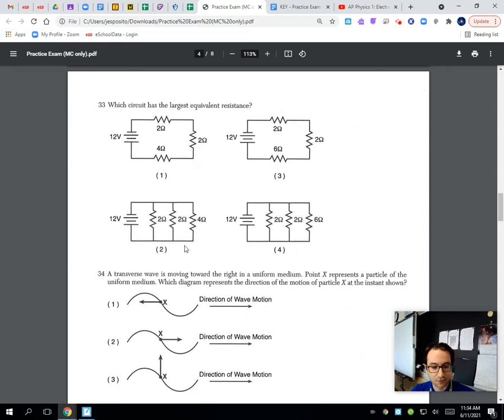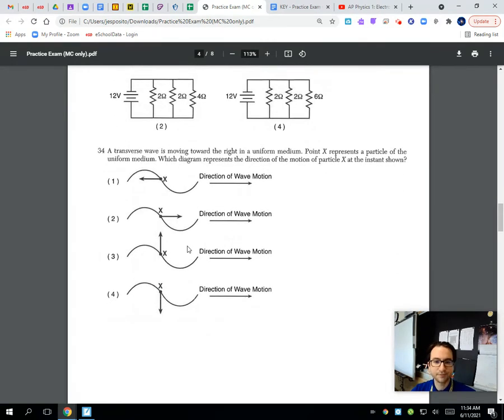We can move on to question 34, a wave question. Transverse wave moving to the right. We want to know which direction point X will be moving at the moment we are seeing the wave. Well, if the wave is moving to the right, point X is just a point of the medium, a point of the string, so to speak. Because the wave energy is moving along to the right, it's moving that point in the string in a certain direction, specifically in the upward direction based on where point X is.